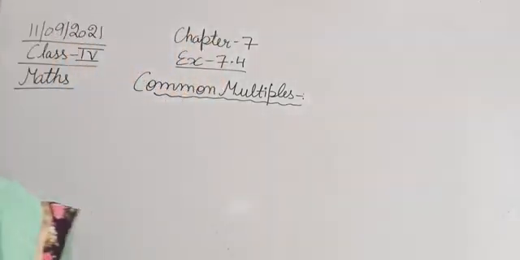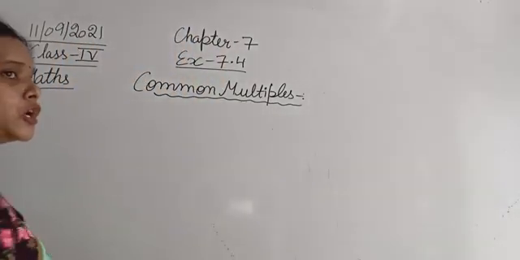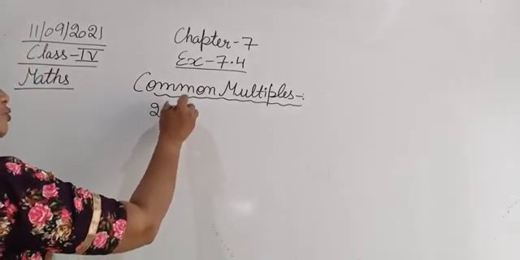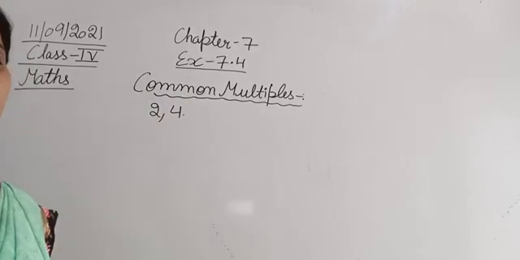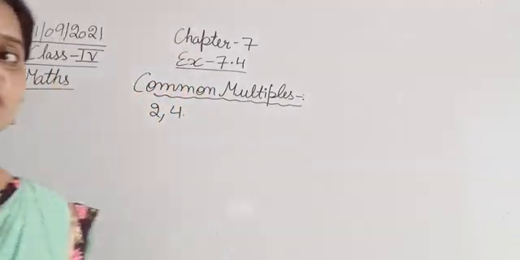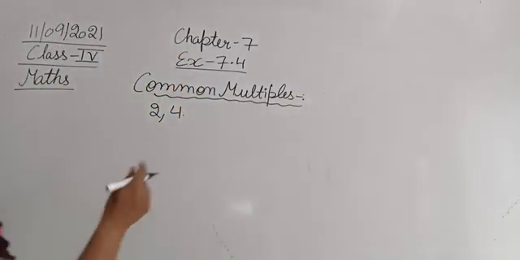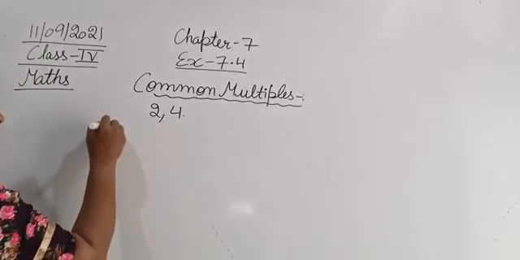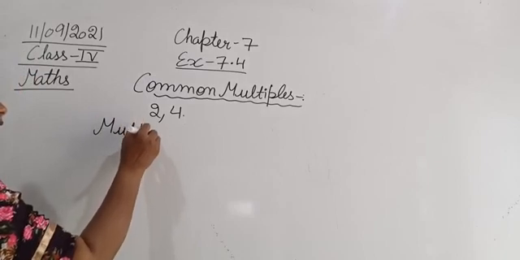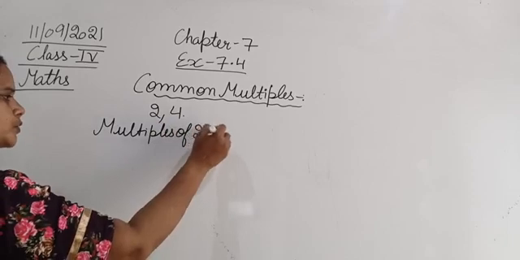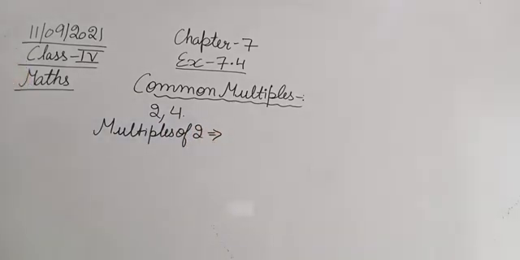So how are you going to find it? I'm just going to give an example. Suppose you have to find the common multiples of 2 and 4. आपको 2 और 4 के multiples ढूंढने हैं. So first of all, how are you going to calculate this? So first of all हम क्या करेंगे? Similarly, we are going to find the multiples of 2. What will be the multiples of 2? So first of all we will find the multiples of 2.